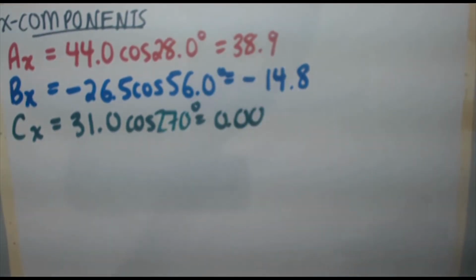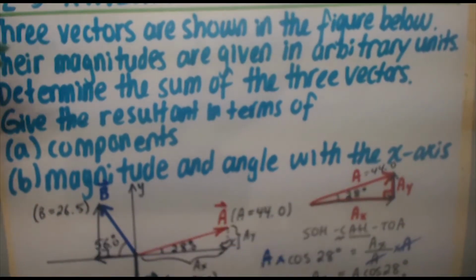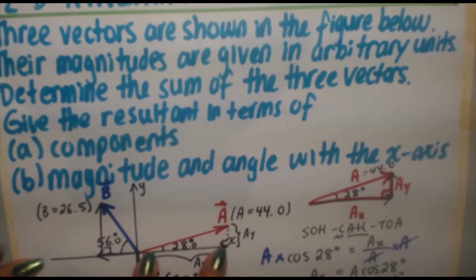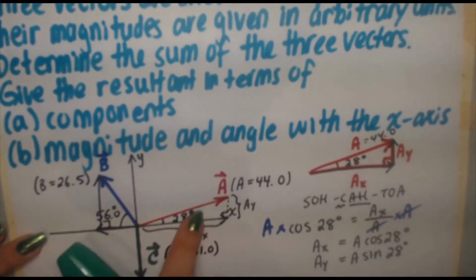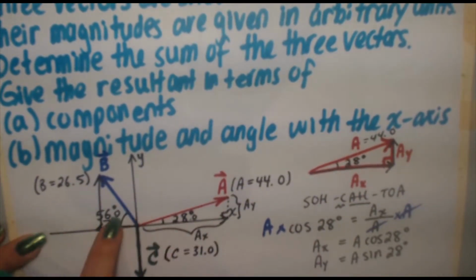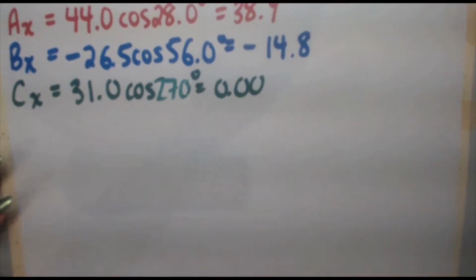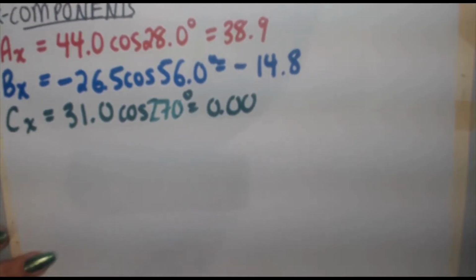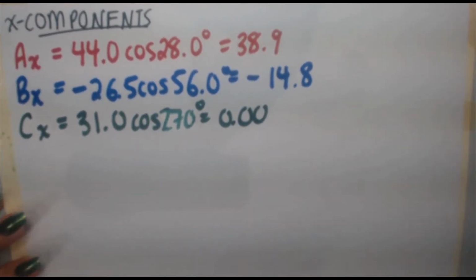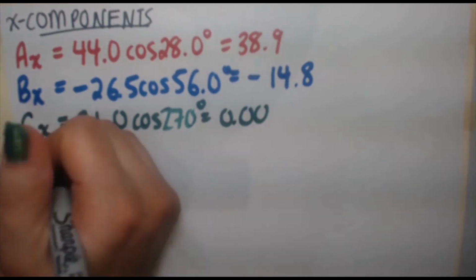And the reason why it's 270 degrees, your angle, if you start from the positive x-axis and you rotate all the way around, that's 90 degrees and 180, 270. Cosine of 270 is 0. Okay, but nonetheless, you can see that from the picture anyways. Okay, so we've got our x components. Now let's find our y components.